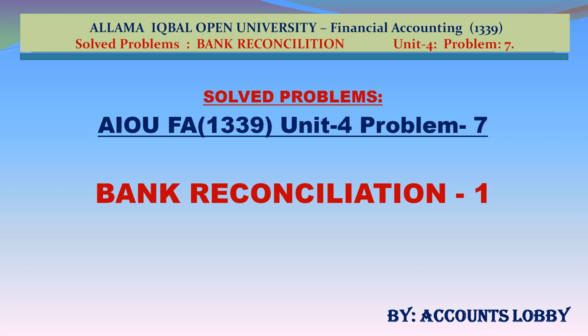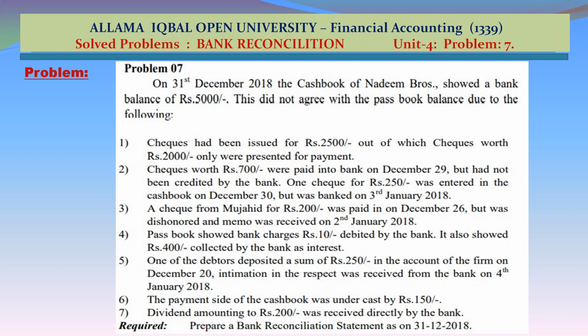Solved problems. Bank reconciliation. Problem 7. On the 31st December 2018, the cash book of Nadeem Brothers showed a bank balance of 5,000 rupees. This did not agree with the passbook balance due to the following.